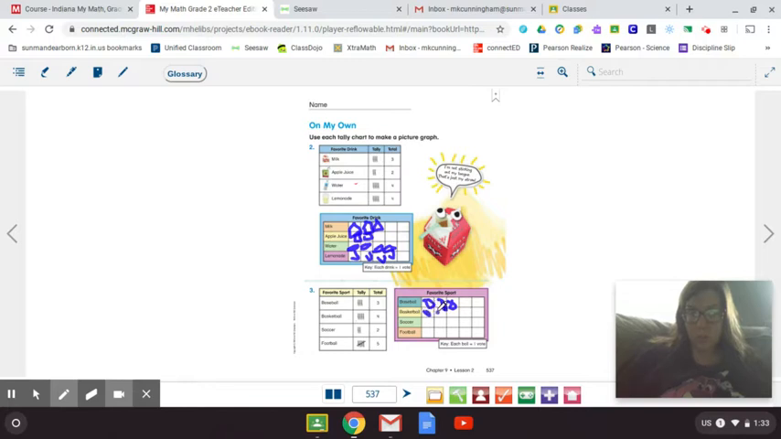1, 2, 3, 4. Soccer is 2, so I would draw 2 circles. 1, 2. And football's 5, which would be, for our class, I bet football would be the highest one too, because we have lots of boys that like to play football. 1, 2, 3, 4, 5. Okay? All right, let's go to the next page.